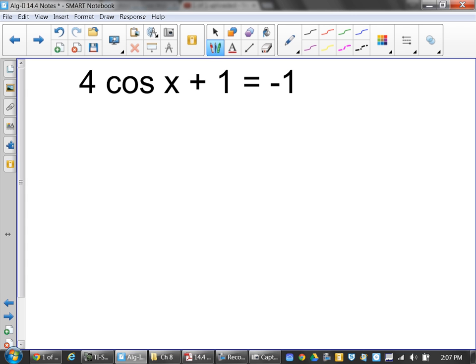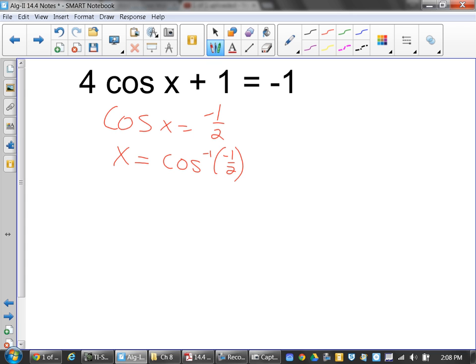Let's see. 4 times the cosine of x plus 1 equals negative 1. What are you going to do first? Subtract 1. And then divide by 4? So we're at cosine of x equals negative 1/2. Good. Be all right with that? Like I said, a lot of these you'll probably be able to get the start of the problem done in your head. So that means what is the angle that has a cosine value of a negative half?